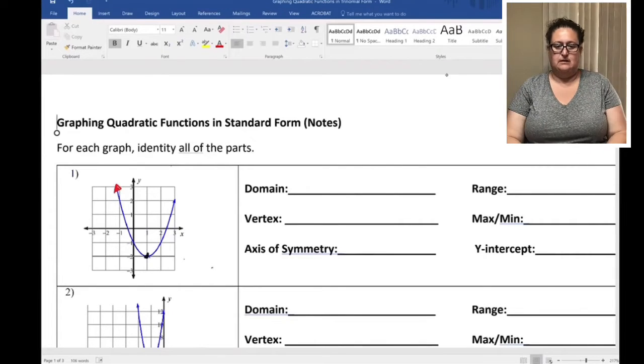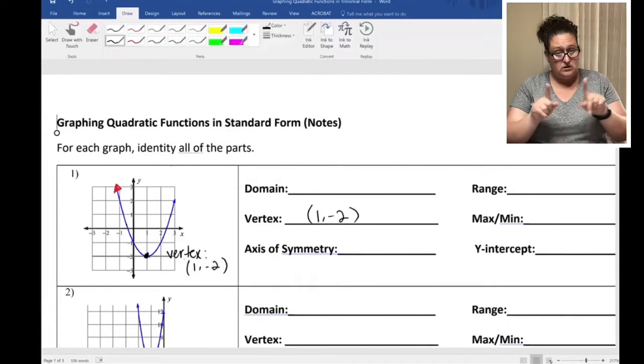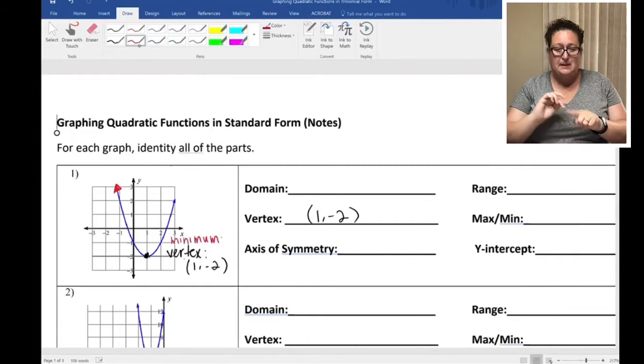The vertex is at 1, -2. The vertex is also our lowest point, which means that we have a minimum at y equals -2.